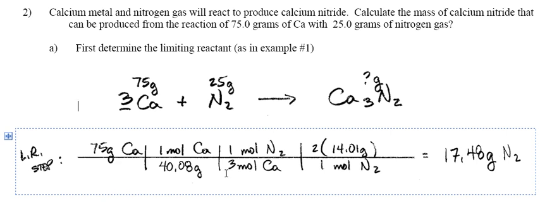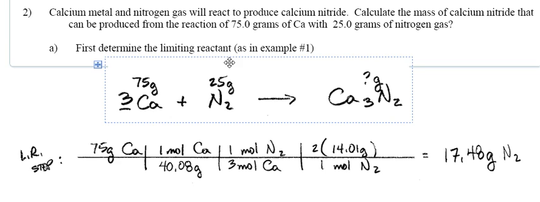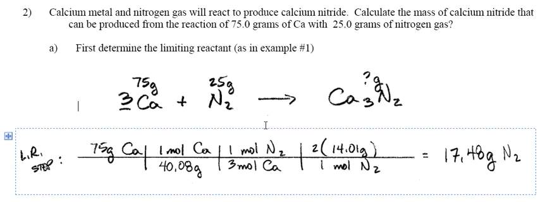Now again, I could stop right here and have the number of moles of nitrogen, but that really doesn't help me because the amount of nitrogen that was given here is in grams. So I need to go one more step and convert the moles of nitrogen into grams of nitrogen. Once I've done that and I do my calculation, I find out that I'll get 17.48 grams of nitrogen.